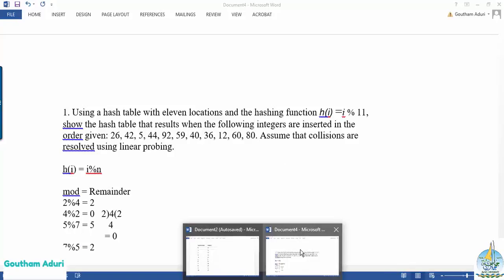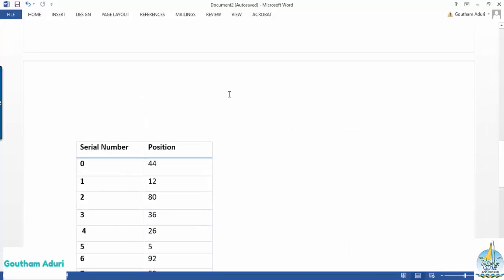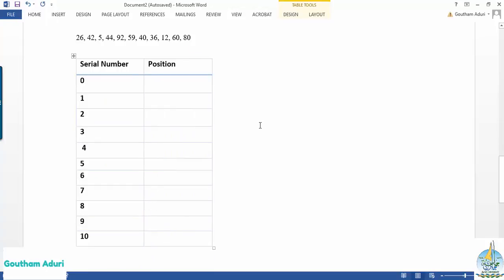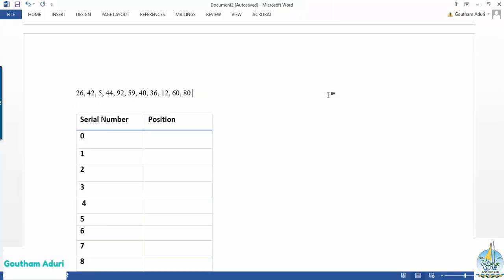So I'll go to this page. This is quadratic probing. These are the values and these are the numbers. Let me delete these values. The question is h(i) = i mod n. First let me calculate h(1). It's 26 mod 11, and the remainder is 4. So in the fourth position we are going to get 26.